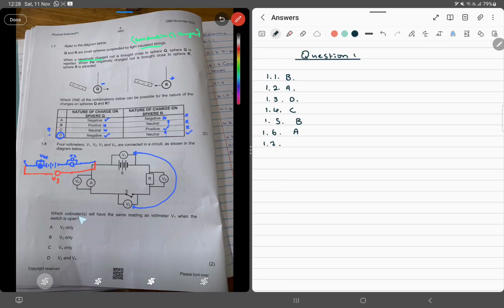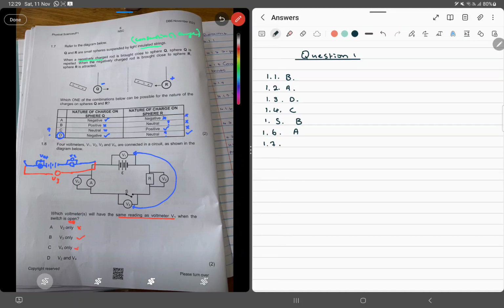Great. Which voltmeter or voltmeters will have the same reading as V1 when the switch is open? Again, can you see when the switch is opened? Because when that switch is closed, V3 becomes just across a portion of the circuit, not the terminals. So V2 only? V2 has nothing to do with that. V3 only? Yes. Because when that switch is opened, when you expand, that voltmeter is essentially across the battery, from just a few distances apart, but it certainly is a terminal voltage.